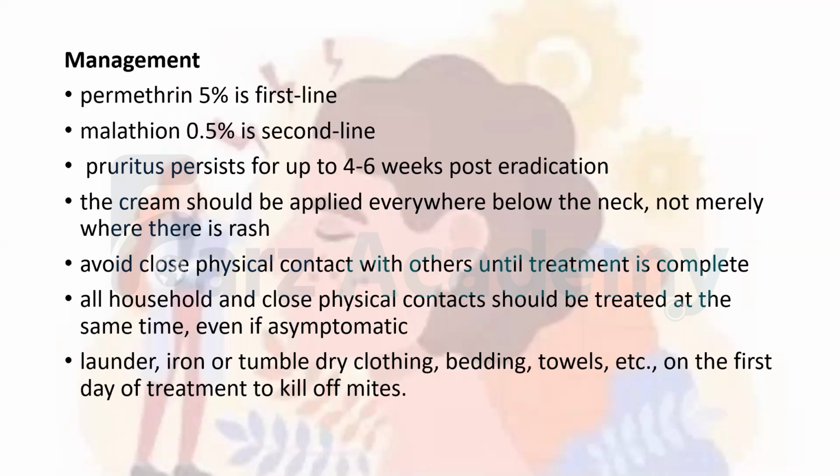Okay, so the permethrin or the malathion cream has to be applied evenly everywhere, and close contact should be avoided with other people until the treatment is completed. All household and close physical contacts should also be treated at the same time. Okay, even if the other members of the family are asymptomatic, they will have to undergo treatment as a prophylaxis. Laundering, ironing, or tumble drying of the clothing, bedding, towels, etc., has to be done on the first day of the treatment itself to kill the mites. Otherwise, even after treatment, it can recur.